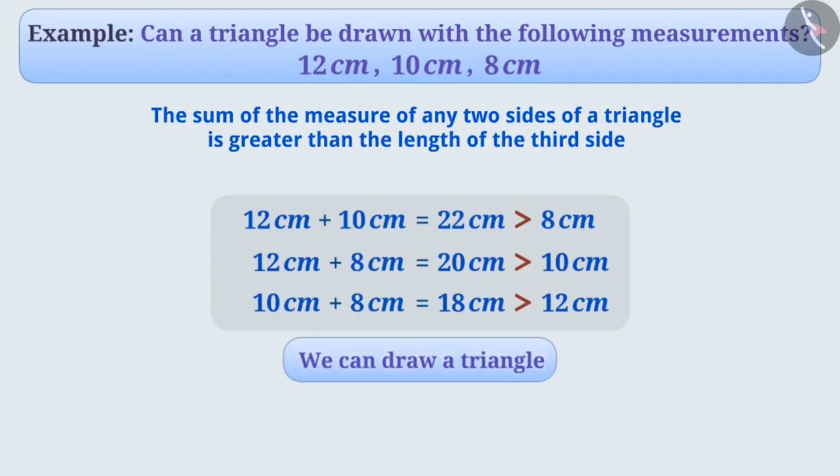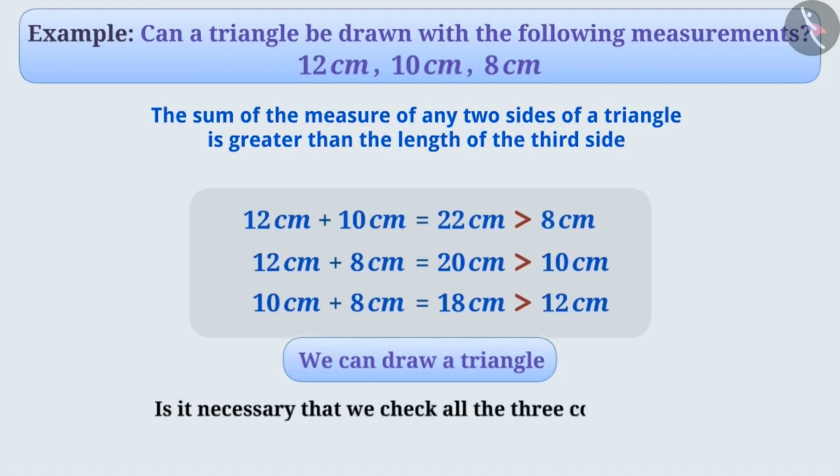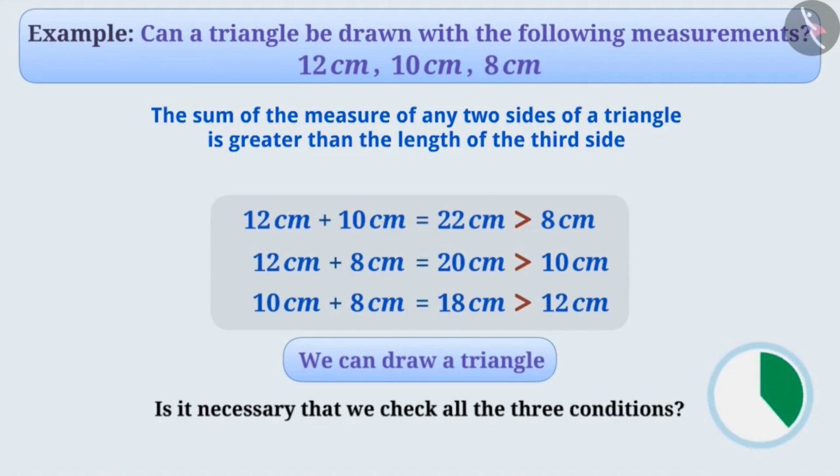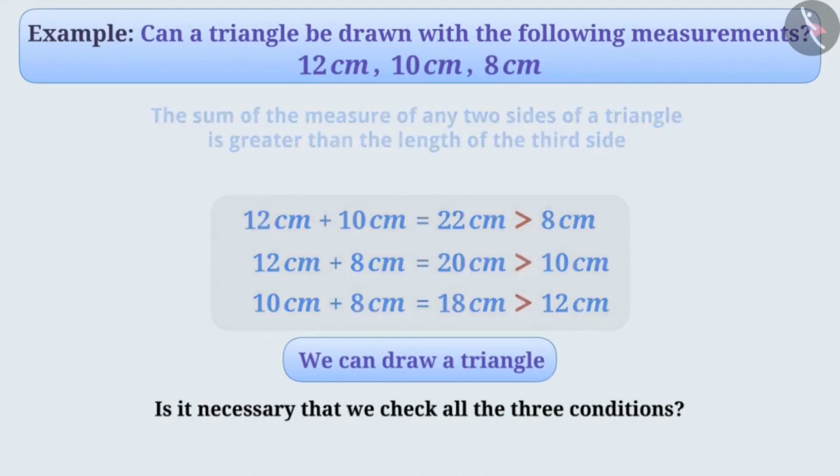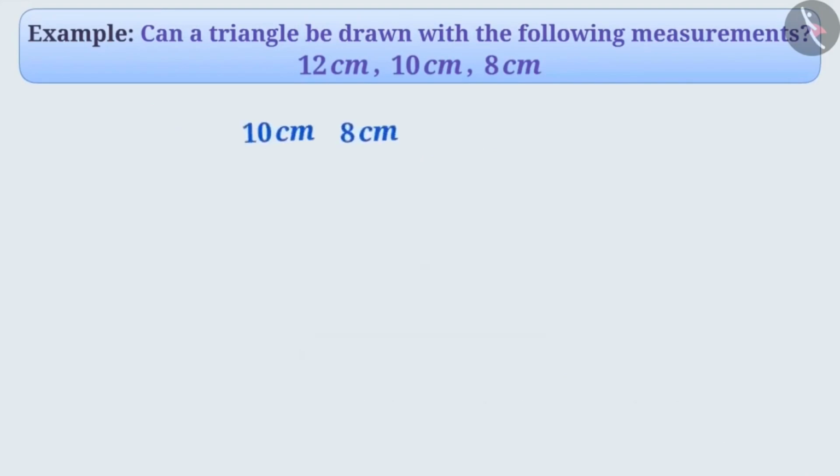form a triangle. Just think, to determine whether a triangle can or cannot be formed with the given lengths, is it necessary to check all the three conditions? Think for a while. Let me tell you, it's not necessary. If we add the lengths of the two shorter sides and compare it with the length of the largest side, we can find whether we will be able to form a triangle or not.